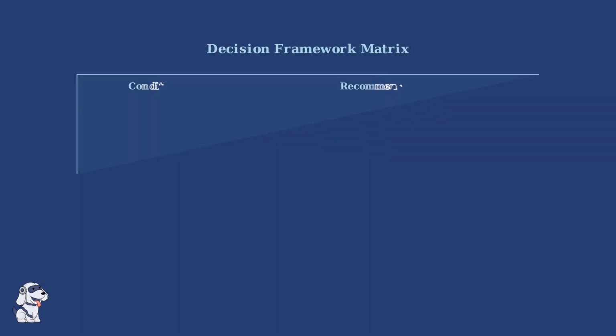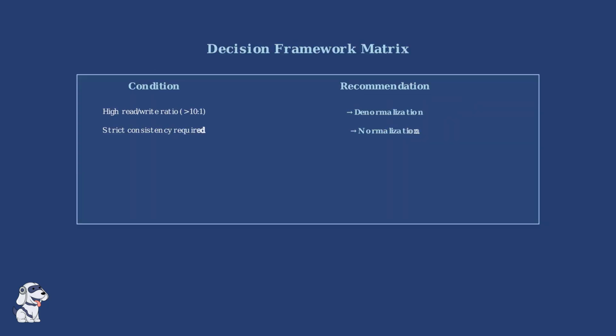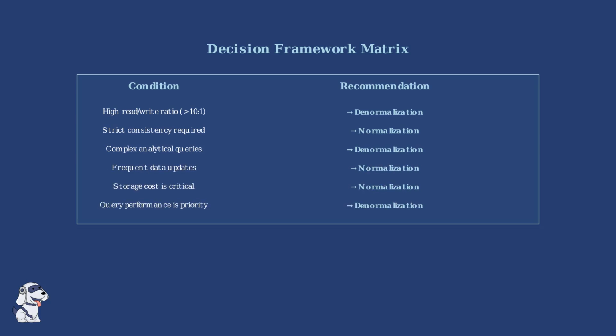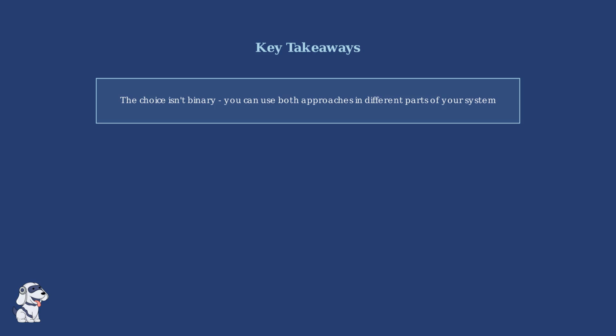Here's a practical decision framework you can use. This matrix provides clear guidelines based on common scenarios you'll encounter when designing database systems. Remember these key takeaways when making your decision. First, this isn't an all-or-nothing choice. You can use both approaches in different parts of your system based on specific requirements.